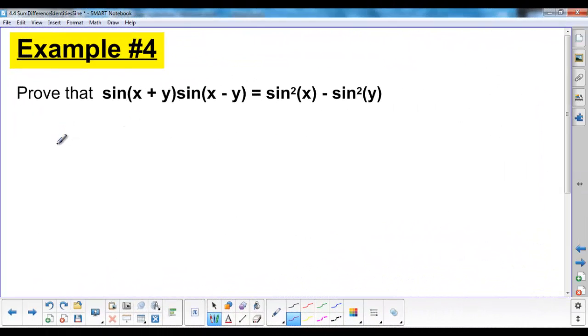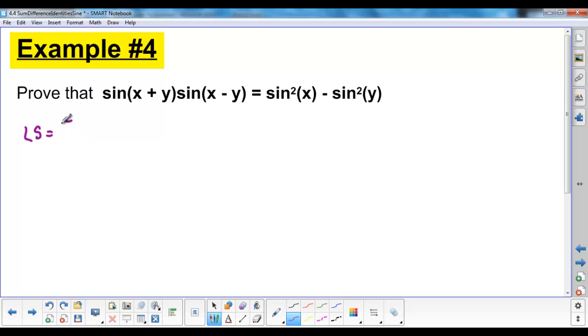So we want to prove that sine x plus y times sine x minus y is equal to sine squared x minus sine squared y. Now in this particular identity, you'll notice that we have two different arguments, so make sure that you're very careful. So I'll start with working on the left side.